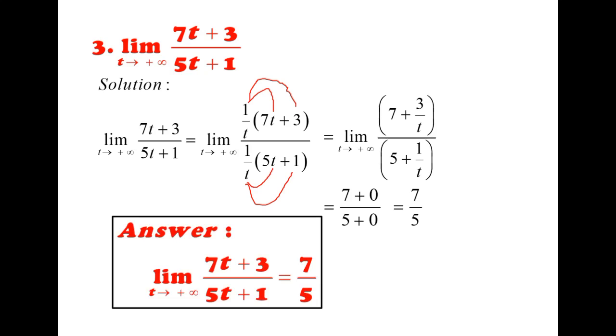So as we apply the limit to the given problem number 3, which is the limit of 7t plus 3 all over 5t plus 1 as t approaches positive infinity, the answer is 7 over 5. Okay, so let's proceed now to number 4.